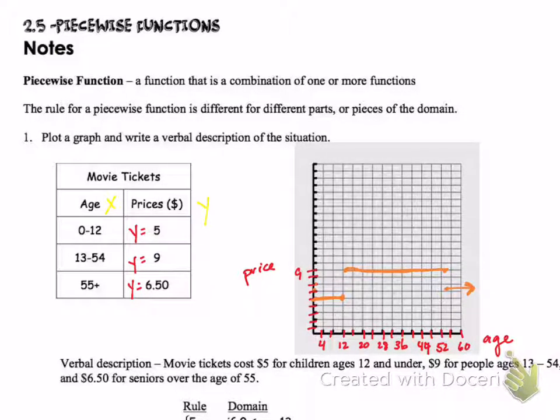So that is a type of piecewise function. This is a special type called a step function. A step function is when they're all horizontal lines. They're not all that easy, unfortunately, but this is just an intro to what it looks like.